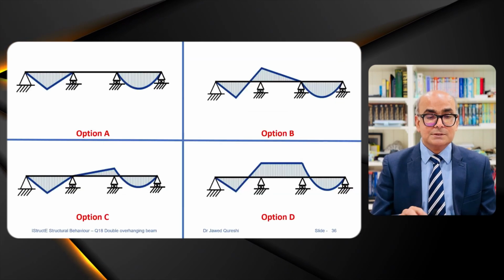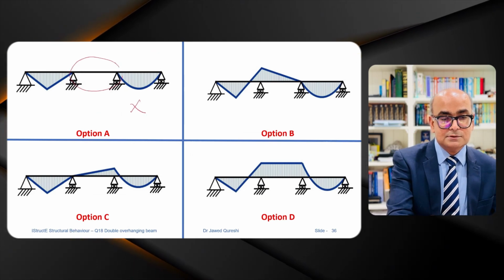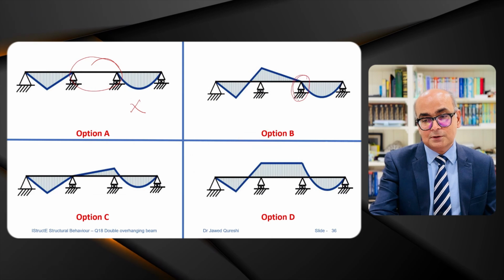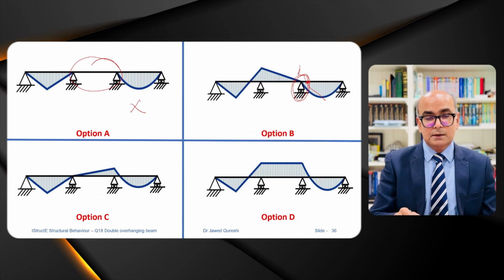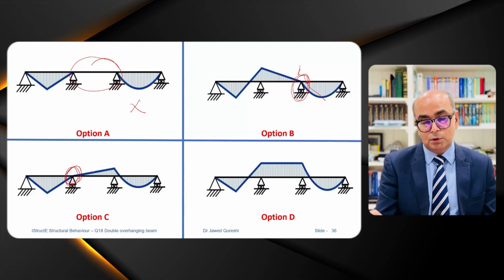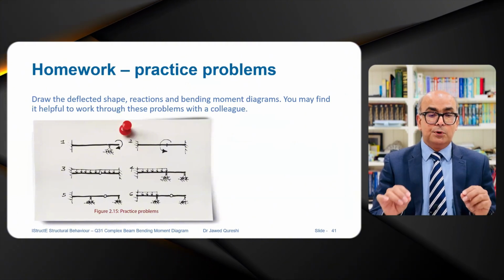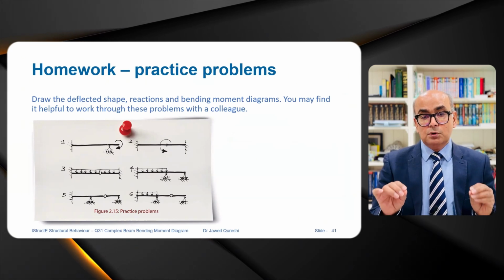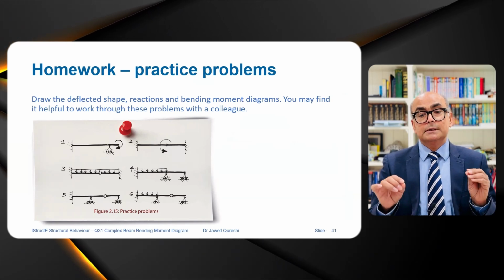I will go back to the options again. Here, option A is incorrect. The reason is that there is no continuity, so the moment will go somewhere. This is incorrect as well because due to continuity, you will have some hogging moment over here, which is missing. And again, here you don't have any hogging moment over here, which should be the case. You should have hogging moment. So the correct option is option D. Once you have completed these problems, there are homework problems as well. So use these homework problems to find the deflected shape, reactions, and bending moment diagram.